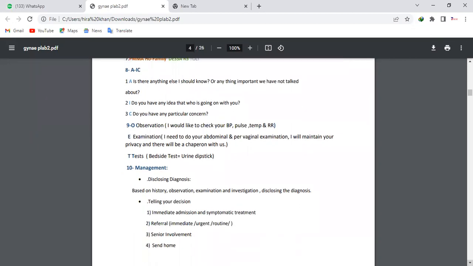Okay, so the next task would be, like, observation. You have to check BP, pulse, temperature, respiratory rate. You have to examine the patient. What will you say? Well, Sarah, I would like to check your blood pressure, pulse, temperature, and respiratory rate. And I also need to do your abdominal examination and your pervaginal examination. I'll be gentle and I'll maintain your privacy. There will be a chaperone with us. But what do you think about that? Is it okay for you?